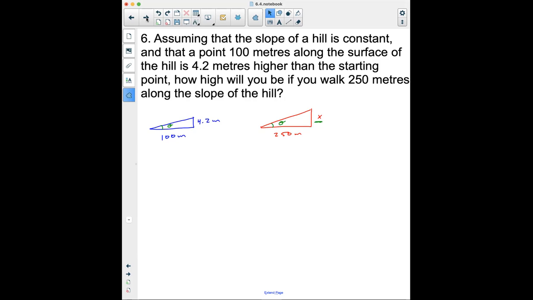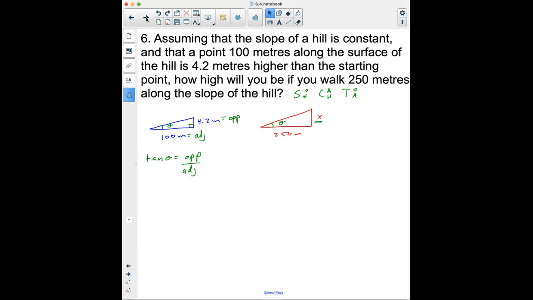So from this angle of reference, 4.2 meters is going to be my opposite. This is a right angle triangle, and that 100 meters is going to be my adjacent. Remember SOHCAHTOA. What ratio has opposite and adjacent in it? That is tan. So tan theta equals opposite over adjacent.